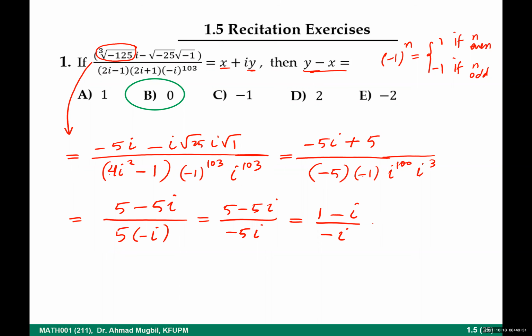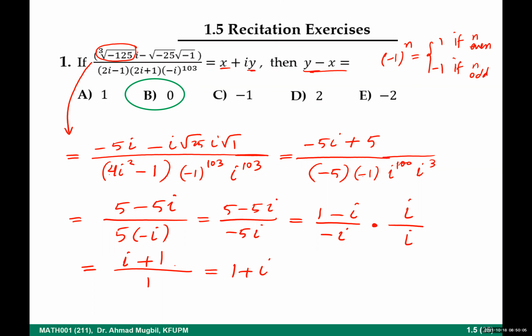Now what I will do here is multiply by the complex conjugate of negative I, which is I. In the denominator, what will we have? Negative I by I. It will be negative I squared. I squared is negative 1, so it will be 1. And 1 minus I times I will be I minus I squared, which will be plus 1. Is that right? Write it in the standard form. It will be 1 plus I over 1, which is 1 plus I.